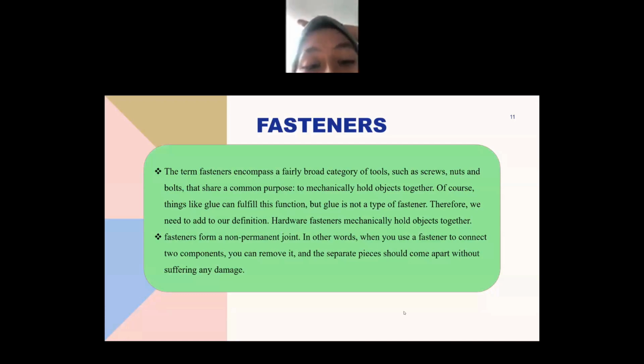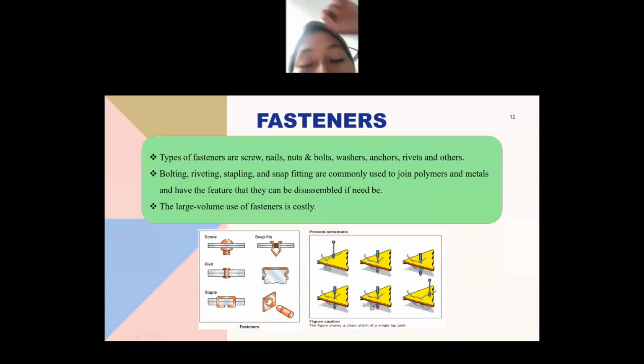Next, fasteners form a non-permanent joint. In other words, when you use a fastener to connect two components, you can remove it, and the separate pieces should come apart without suffering any damage. Next, the types of fastener are screw, nail, nuts and bolts, washer, anchor, rivet, and others. Bolting, riveting, stapling, and snap fitting are commonly used to join polymer and metal and have the feature that they can be disassembled if need be. The large volume use of fasteners is costly.